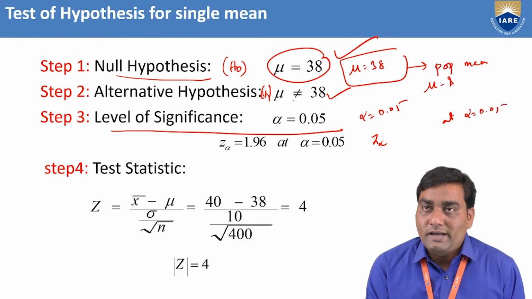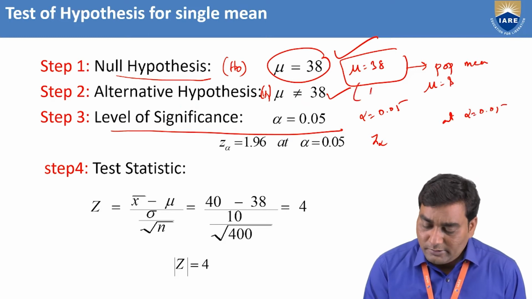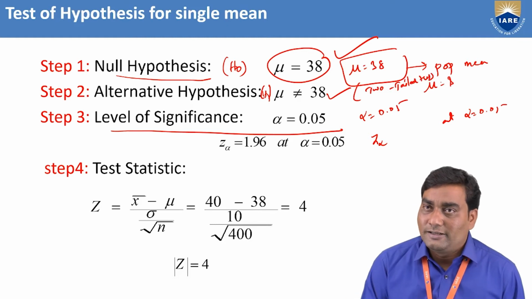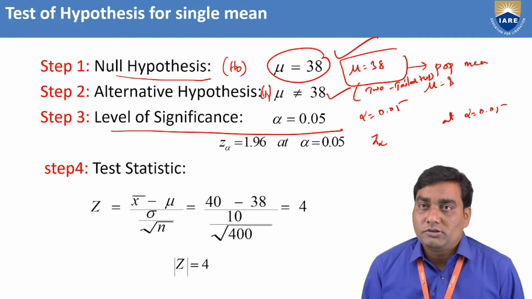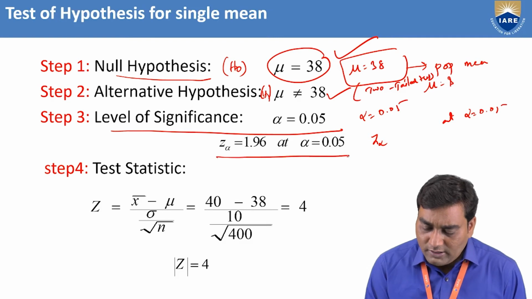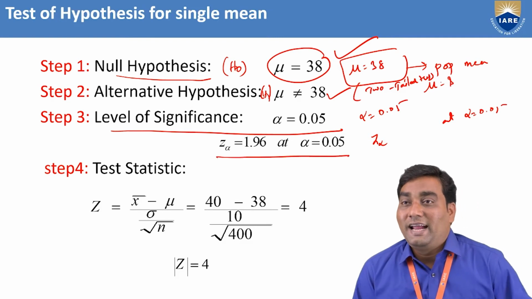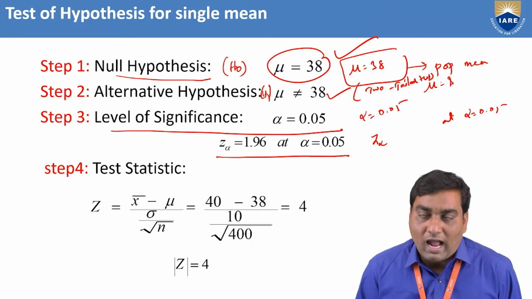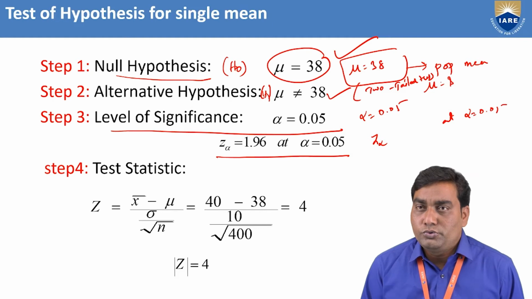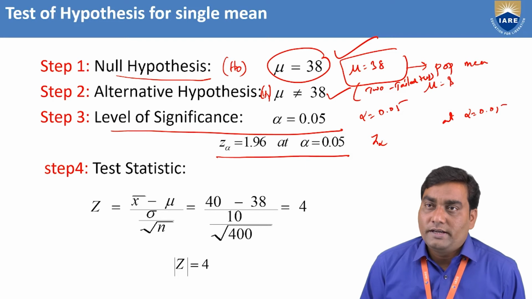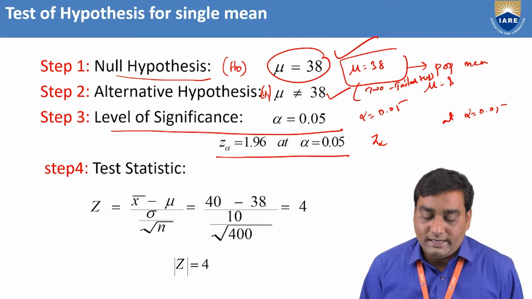See, in the alternative hypothesis, mu not equal to 38 is called a two-tail test, because it is not greater than 38 or not less than 38. Mu not equal to 38 means two-tail test. So now we are going to choose the Z alpha value at alpha equal to 0.05, a two-tail test, from the Z distribution table. I will show you now how to choose the Z alpha value from the Z distribution table at alpha equal to 0.05 for two-tail test.